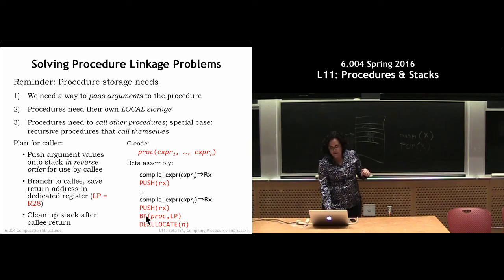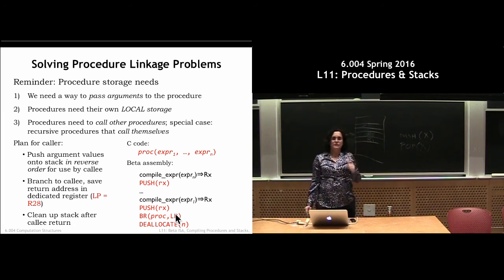The next thing that I would do is call my procedure itself, and we learned how to do that already. We just use a branch instruction. So we branch to this procedure, and we store our return address, which is the address of the instruction immediately after this branch, in our linkage pointer register, which is register R28.